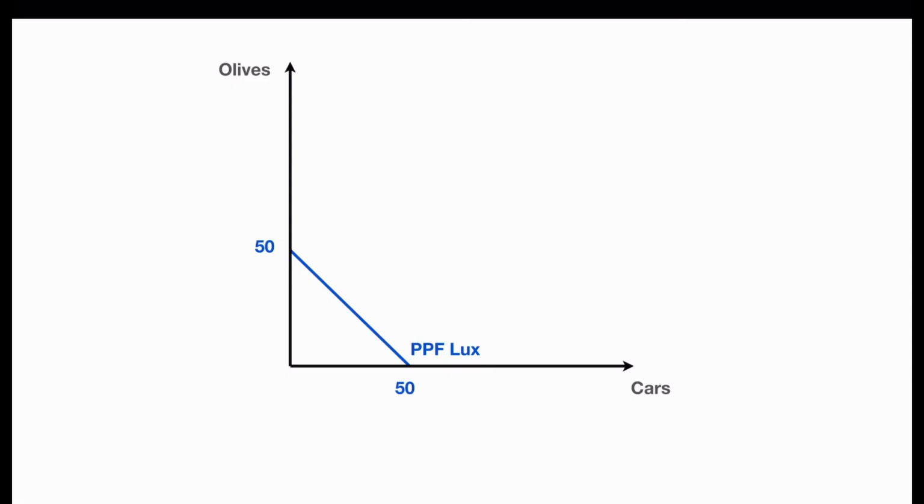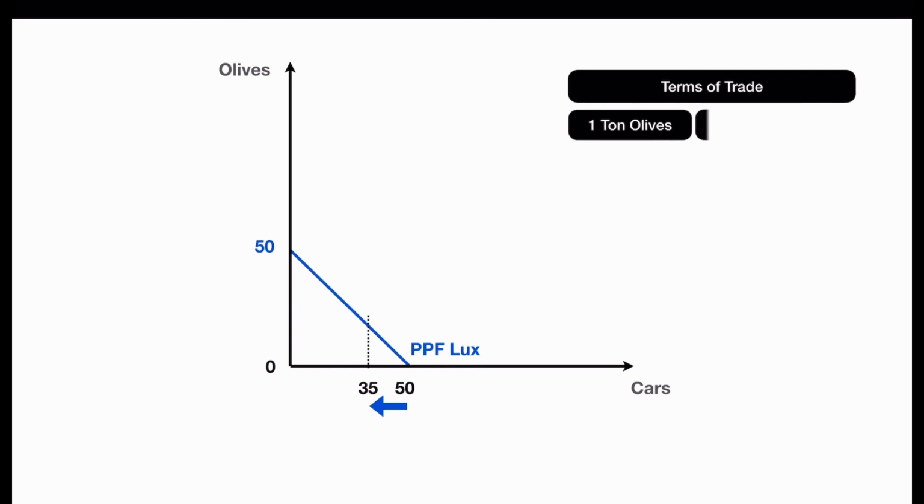Originally, with no trade, Luxembourg's consumption is constrained by its PPF. However, if they specialised and allocated all resources into car production and produced 50,000 cars and no olives, they could then retain 35,000 cars for themselves and give up the other 15,000 for trade. At the exchange rate of 1 tonne to 3/4 of a car, they would receive 20,000 tonnes of olives.